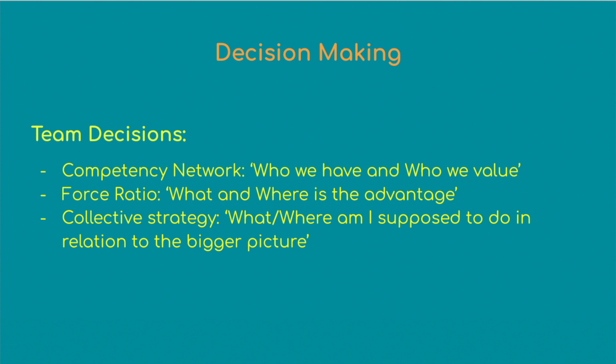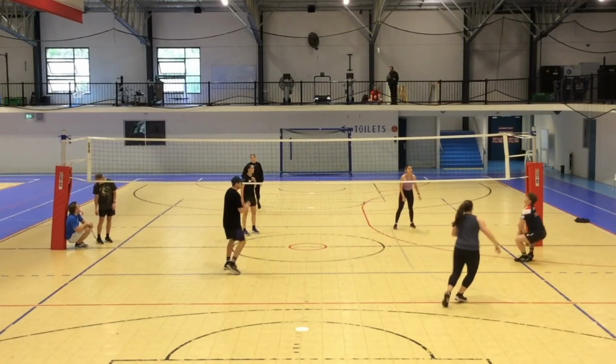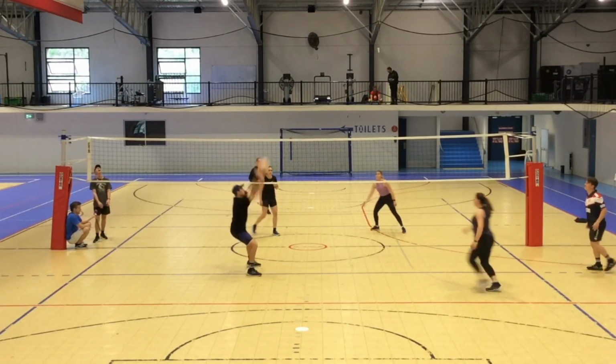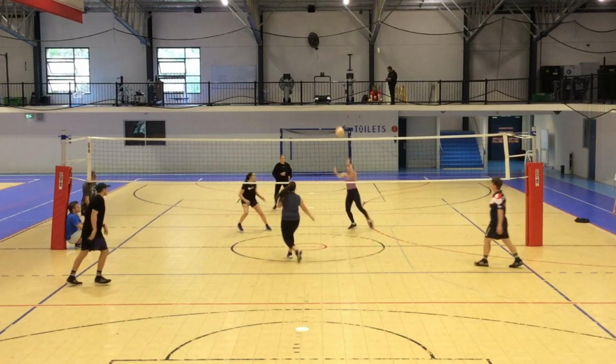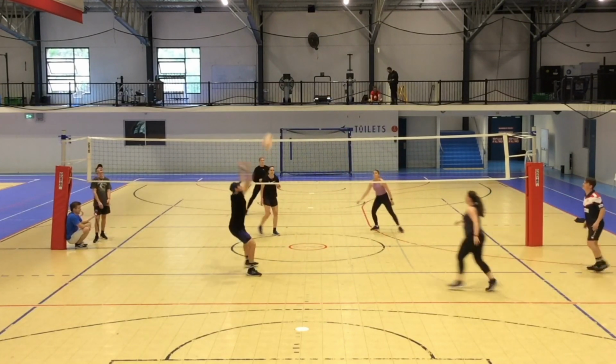Decision making on a team level refers to making decisions as a team or player within a team regarding ideas such as who we have, who we value, what or where the advantage is, and the role of self and team in play. An example of the use of team decision making in the 3-on-3 volleyball clip is the team's understanding and interaction with force ratio.